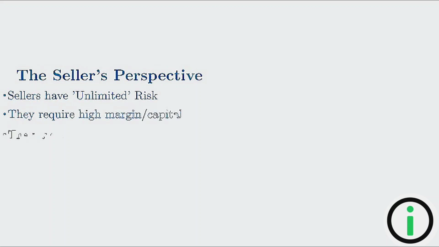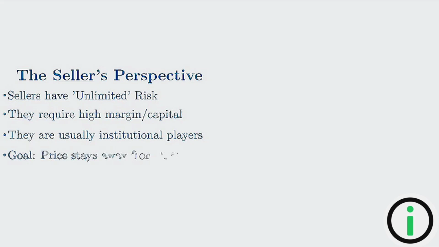Let's dive deeper into the mechanics of why these walls act as barriers. To do this, we need to understand the risk profile of the people creating these walls, the option sellers, also known as writers. The seller's perspective: sellers have unlimited risk. They require high margin or capital. They are usually institutional players. Their goal is that the price stays away from their strike.